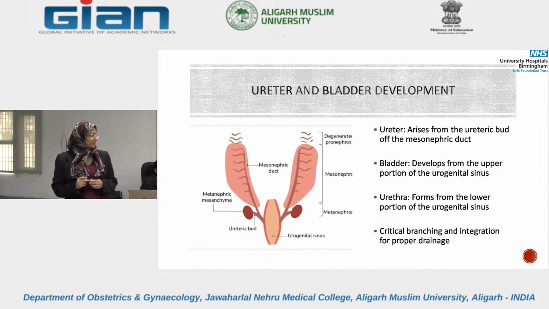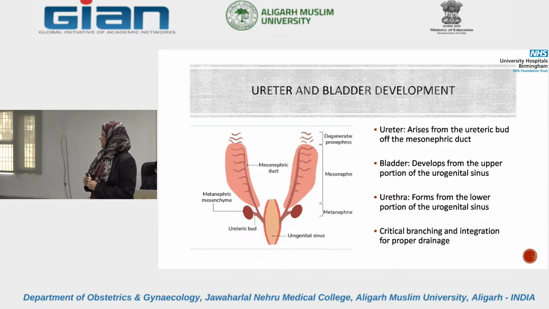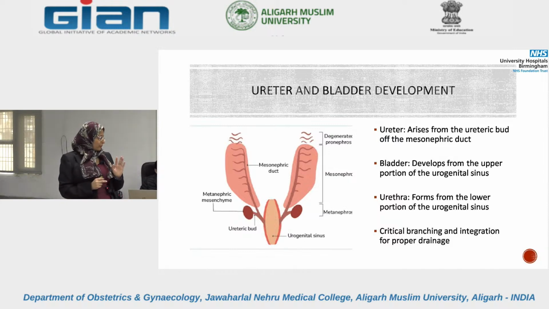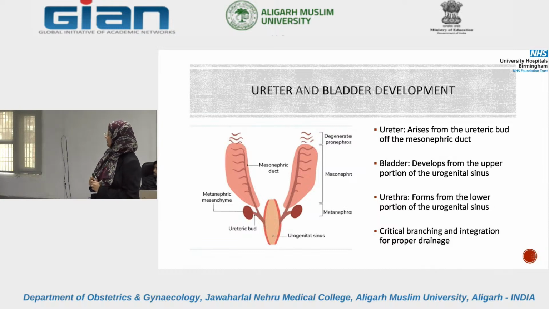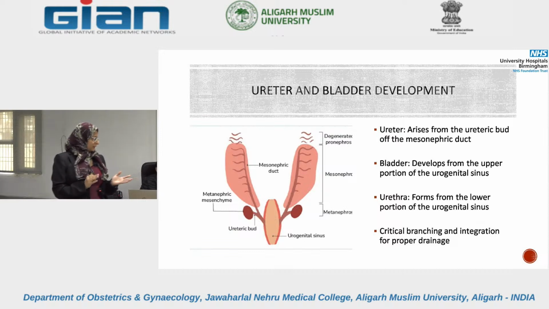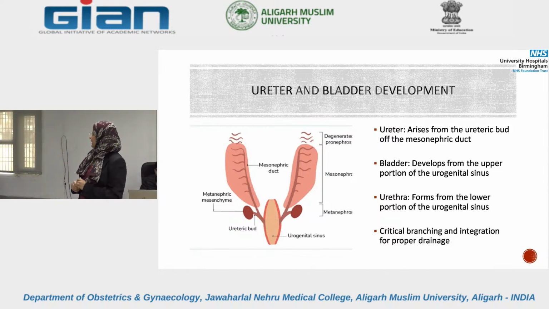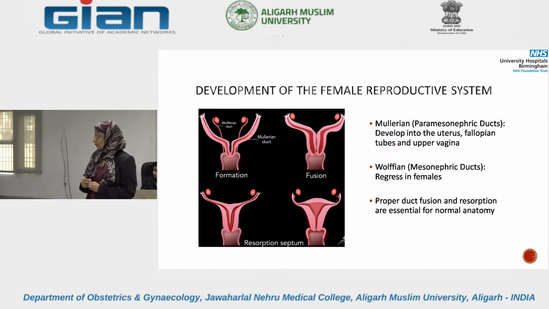And then the female reproductive system. The word you need to remember is M. M for mother. You will always remember M for Mullerian, okay? So it is Mullerian, which is the paramesonephric duct. They develop into the uterus, fallopian tube, and upper vagina. Wolf is usually a male character, so the Wolffian duct, we don't have to do anything with that. So Mullerian, M for mother, and now you remember that. Wolffian ducts are mesonephric ducts which regress in females. Proper duct fusion and resorption are essential for normal anatomy.